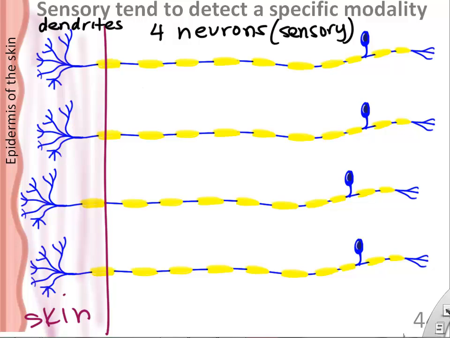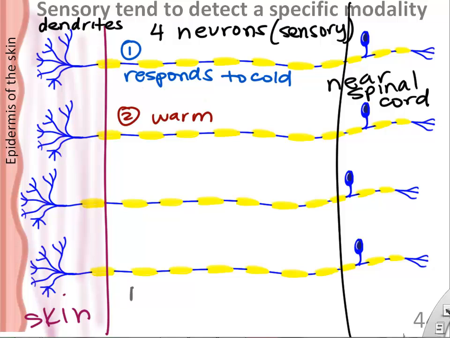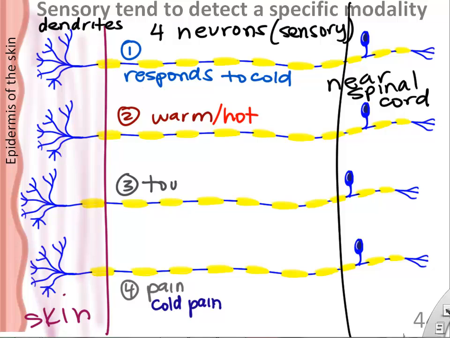Okay, let's look at this. Imagine you have the skin, and the skin is wired up to 4 neurons, 4 sensory neurons. And so if we look out at the skin, we find that the first neuron is responsive to cold, the second neuron is responsive only to warm, the fourth neuron is responsive to pain and really cold pain, and the third neuron is responsive to touch.